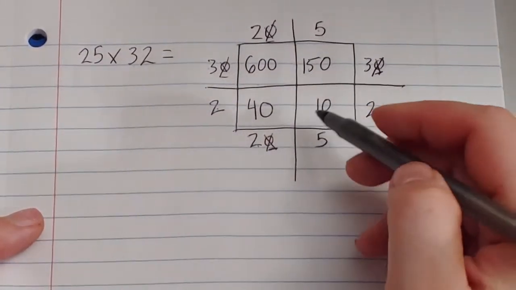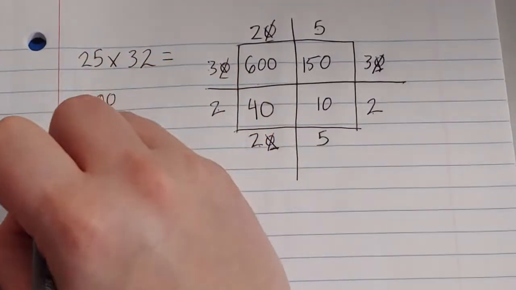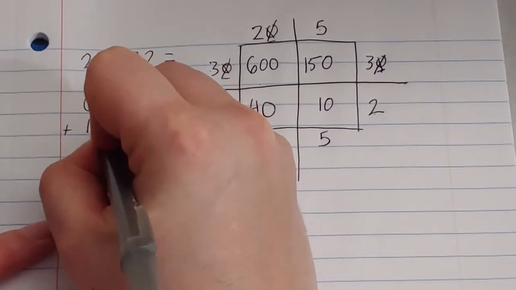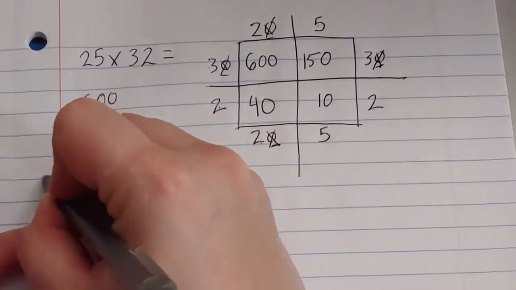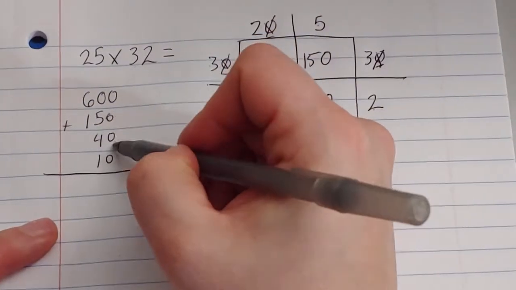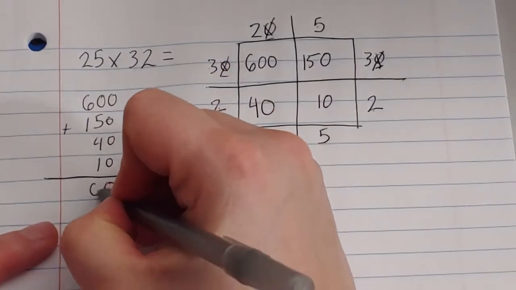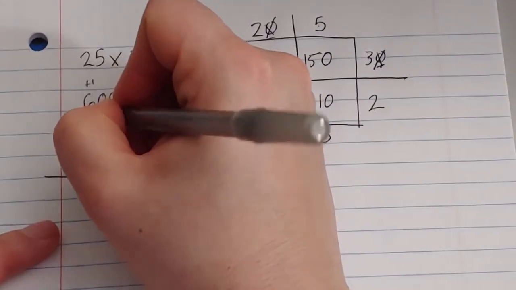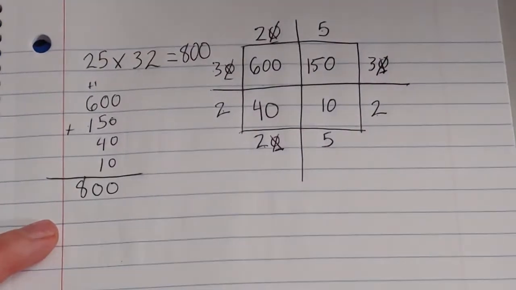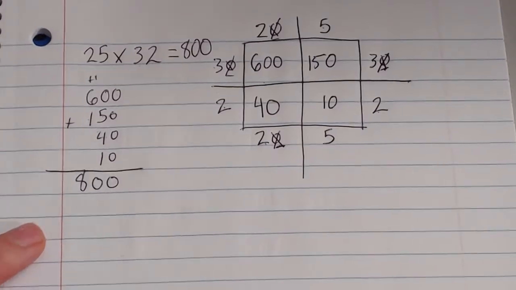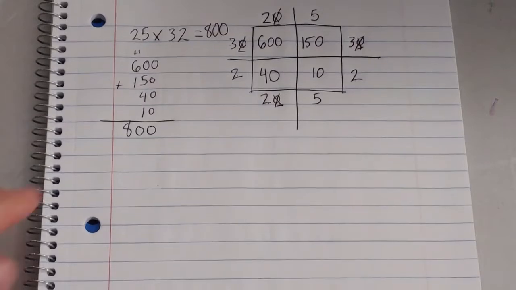Because you chopped it all apart, you got to put it all back together. So you have 600 plus 150 plus 40 plus 10. That's a lot of zeros. And then you have 5, 6, 7, 8, 9, 10. 6, 7, 8. So you have 800. How do you think that one will connect to your next problem?